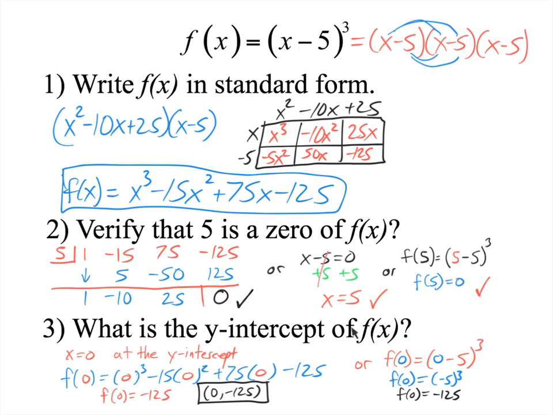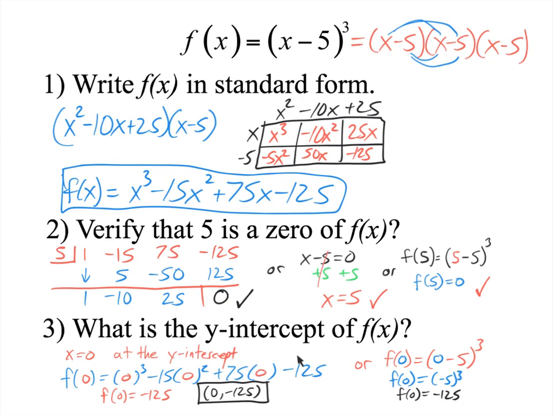Lastly, I want to find the y-intercept of f of x. Well, what you're doing for a y-intercept is you're putting x as 0, or putting 0 in for x. So you could put 0 into this function, or you could put 0 into this function. So if you put 0 right here, as you can tell I did right here, I get negative 5. Negative 5 cubed is negative 125.